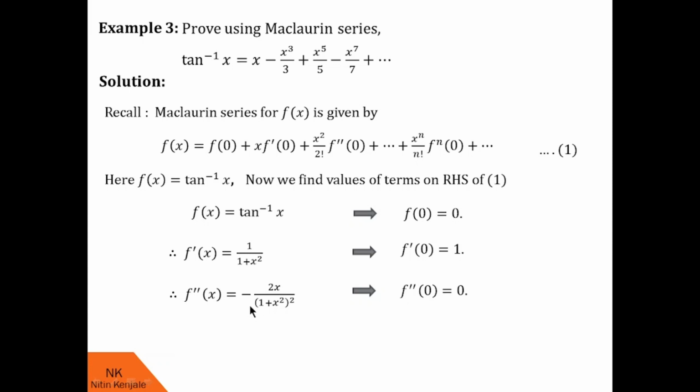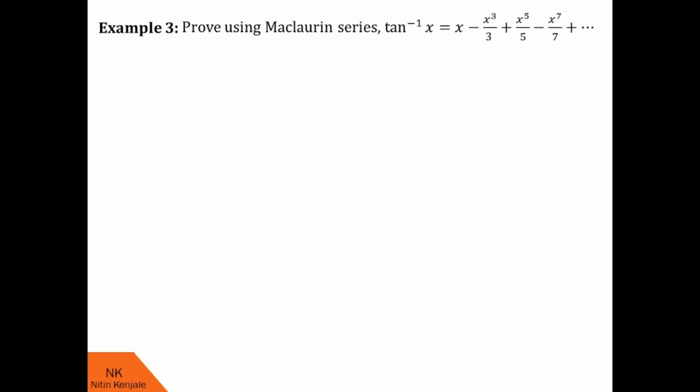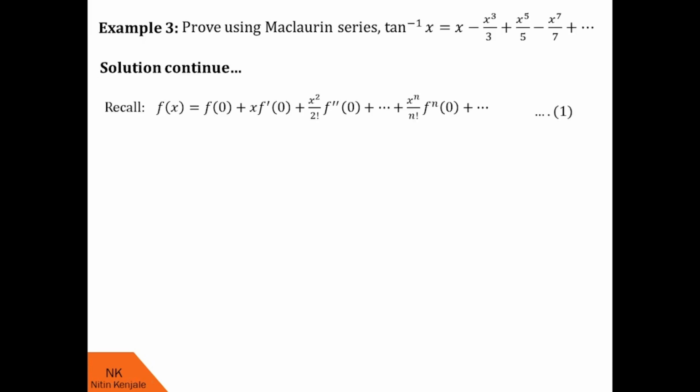Now we find out f triple dash of x. You will see it is equal to minus 2 into 3x square minus 1 upon 1 plus x square whole cube. Therefore, f triple dash of 0 is equal to minus 2. Similarly, you can find out further values of derivatives of f at 0. Now I carry forward all these values and then we substitute them in series 1.